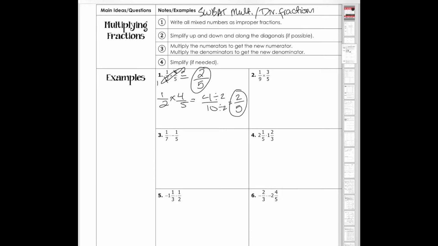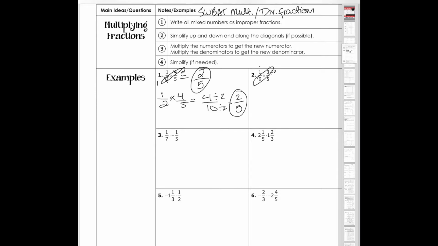Okay, take a look at number 2. The first thing I want you to see is if there's any way that you can simplify across in the actual fractions or across the diagonals. Is there a way to simplify this? If you answered yes, you're absolutely right. Okay, 1/9 can't be simplified. 3/5 can't be simplified. If I check the diagonal here, 1 and 5, that can't be simplified. However, 3 and 9 can.